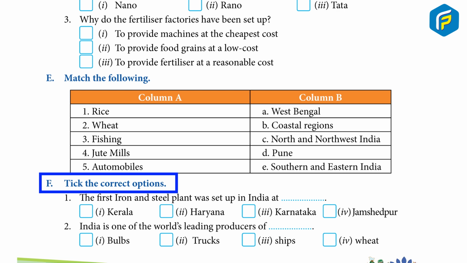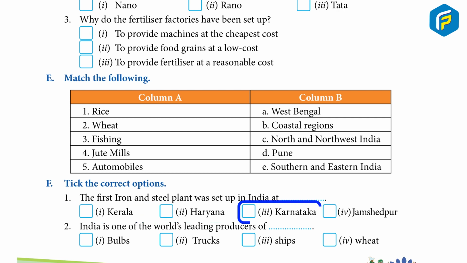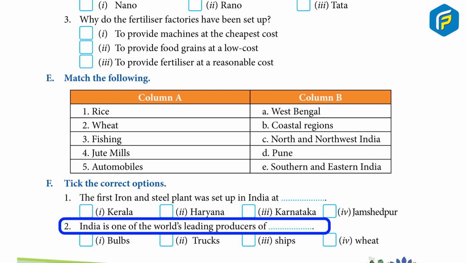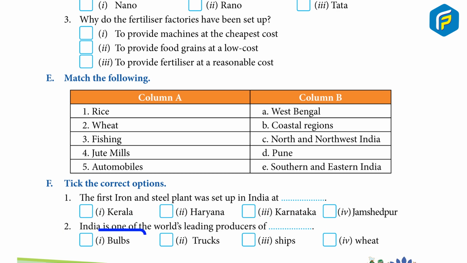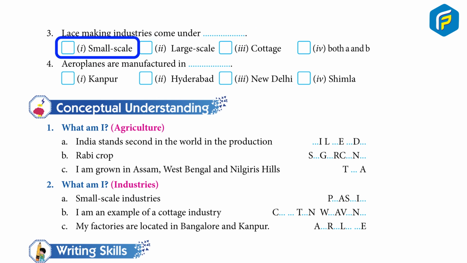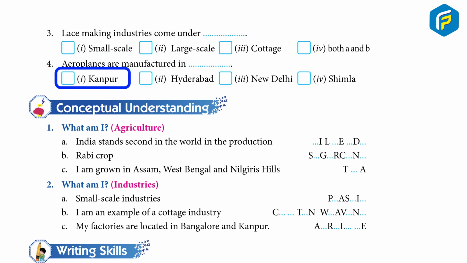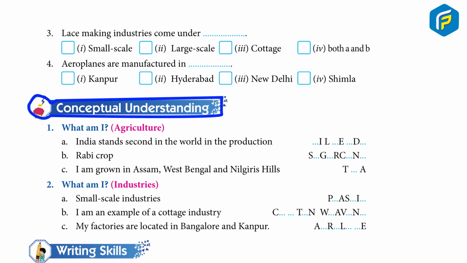F. Take the correct options. 1. The first iron and steel plant was set up in India at dash. 1. Kerala, 2. Haryana, 3. Karnataka, 4. Jamshedpur. 2. India is one of the world's leading producers of dash. 1. Bulbs, 2. Trucks, 3. Ships, 4. Wheat. 3. Lace making industries come under dash. 1. Small scale, 2. Large scale, 3. Cottage, 4. Both A and B. 4. Aeroplanes are manufactured in dash. 1. Kanpur, 2. Hyderabad, 3. New Delhi, 4. Shimla.